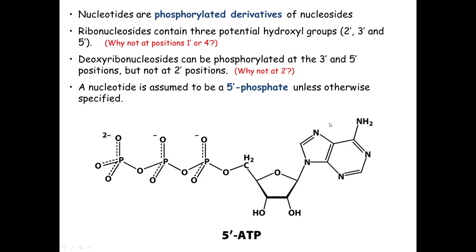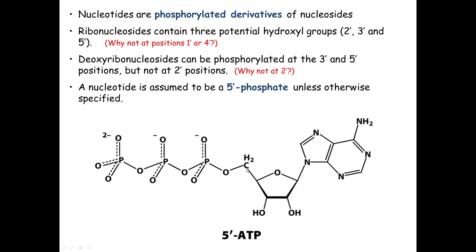And which base is this? Well, it's got 2 rings, so we can definitely rule out pyrimidines. It's definitely a purine, and I don't see any oxygens on those rings, so it must be adenine. Right, so this is adenine, not guanine. Is this ribose or deoxyribose? Well, how would I tell? Well, I look at the 2' position. It has an OH, so this is regular old ribose, not deoxyribose.